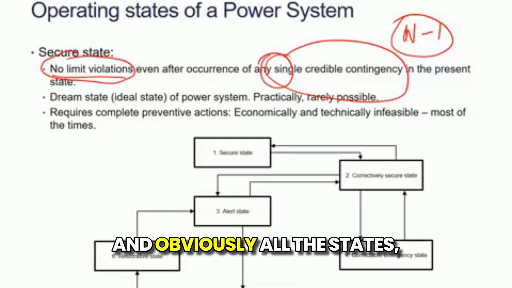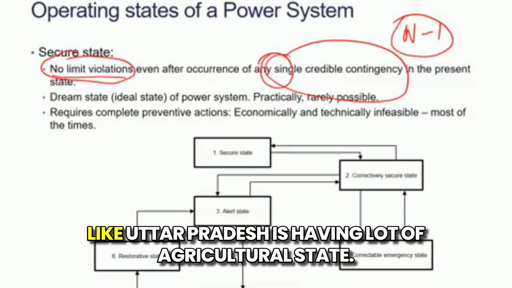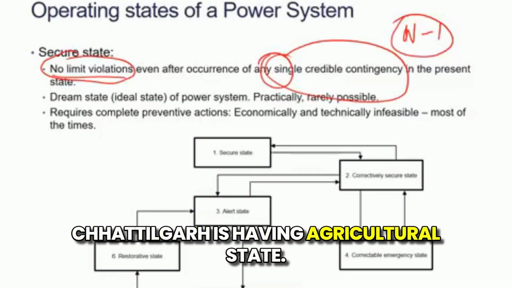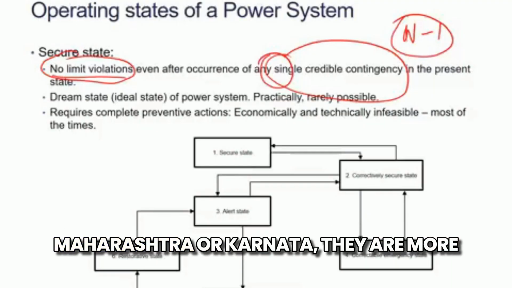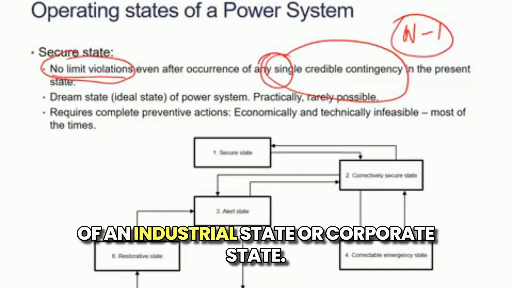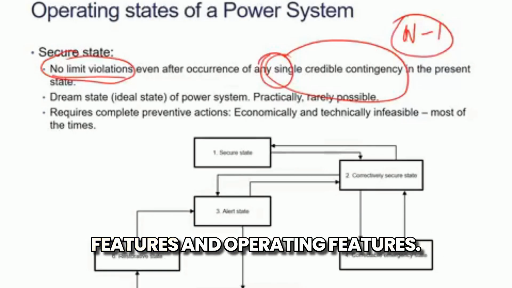And obviously all the different states have different features. Uttar Pradesh and Chhattisgarh are agricultural states, while Maharashtra, Karnataka and Mumbai are more industrial or corporate states. Tamil Nadu is an industrial state. So all these states have their own operating features.